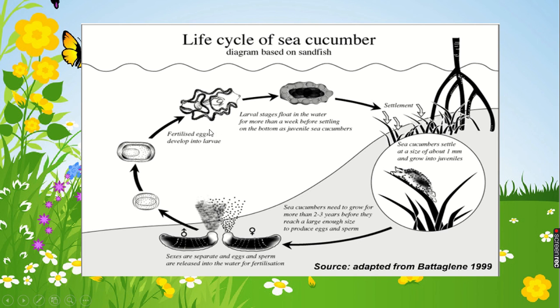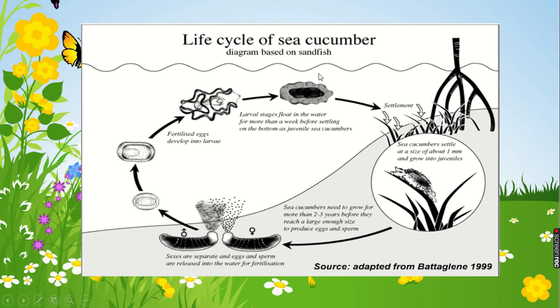So first it comes from fertilized eggs that develop into a larva, and then the larva floats in the water for more than a week, and then it settles down at the bottom of the water. The sea cucumbers settle at a size of about 1 millimeter and grow into juveniles, so it starts growing on its own. So the mommy sea cucumber doesn't really take care of it, not like us, not like the chickens, not like puppies and dogs. So first, it has fertilized eggs. Let's just review that. And it turns into a larva.